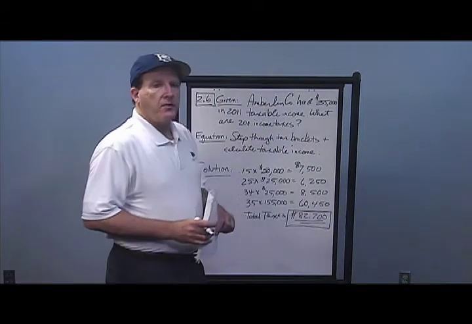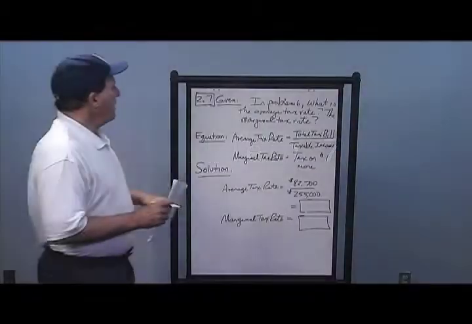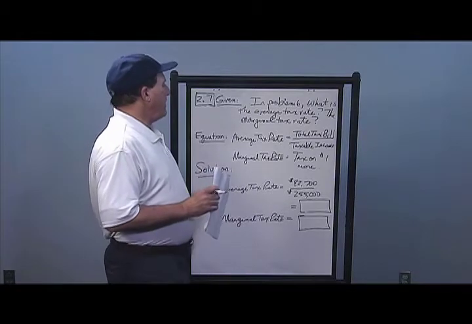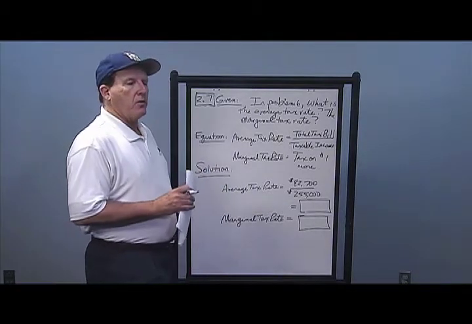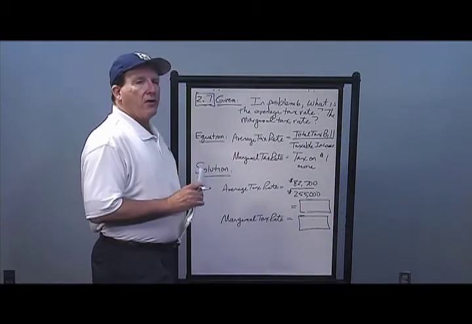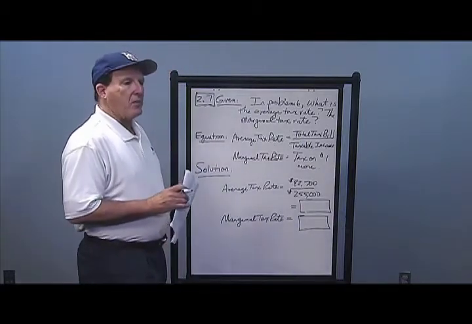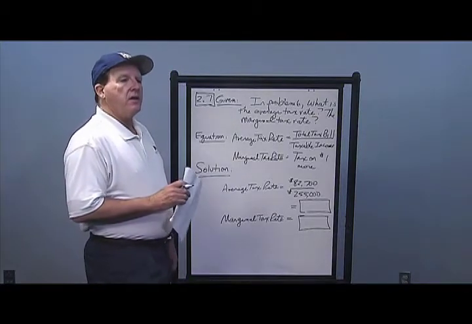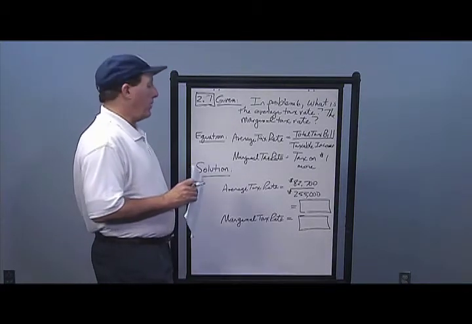In problem number 7, what is the average tax rate and what is the marginal tax rate? That's what we're looking for. To calculate the average tax rate, we know it's the total tax bill divided by taxable income, and the marginal tax rate is the tax I would incur on $1 more of taxable income.